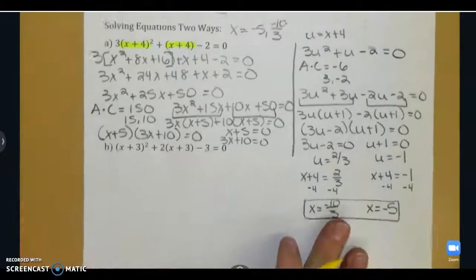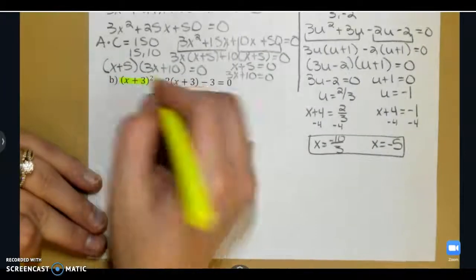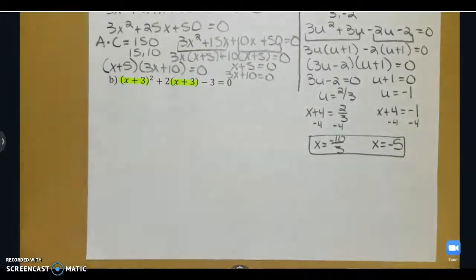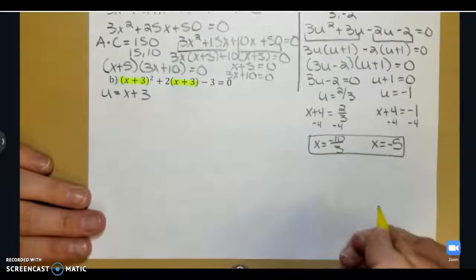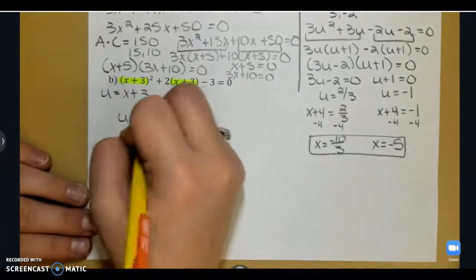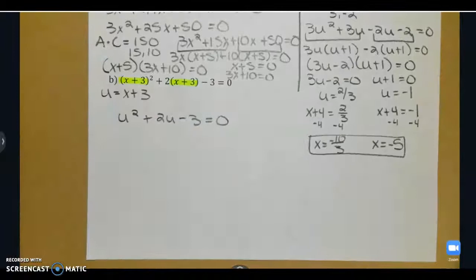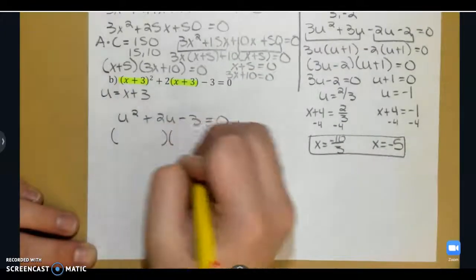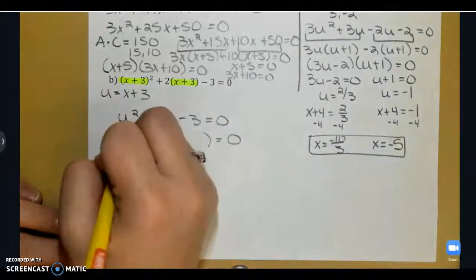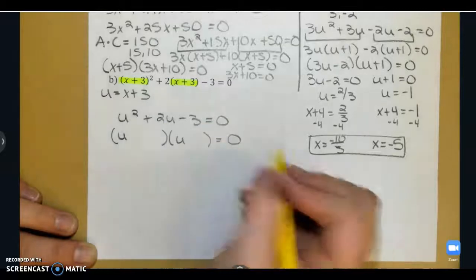Okay, so let's practice that again on B. I have x plus 3 in two places, so if I let my u be x plus 3, I can rewrite this as u squared plus 2u minus 3 equals 0. And now that's a trinomial, and I don't even have to go as far as splitting the middle term on this one. I just need factors of -3 that add to 2.